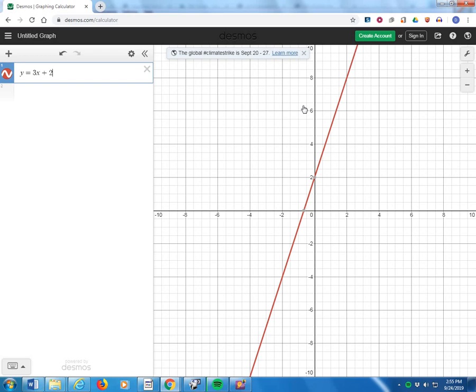When it's in this form, it's called slope-intercept form. And when it's in slope-intercept form, the thing that's extremely obvious to you, or should be at this point, is what the slope of the line is and what the y-intercept is. The y-intercept, again, is the point that line crosses the y-axis. If I look at this graph, the y-intercept is 2, and sure enough, that number is 2.